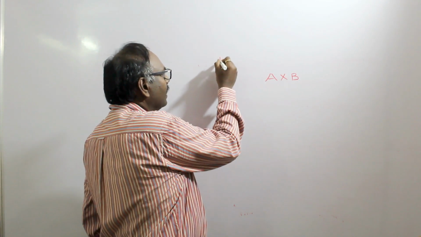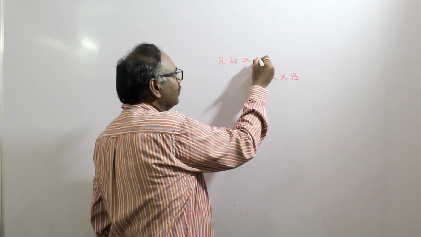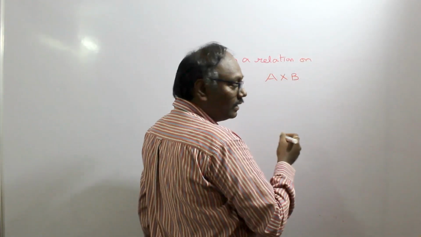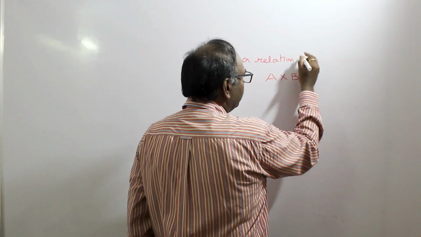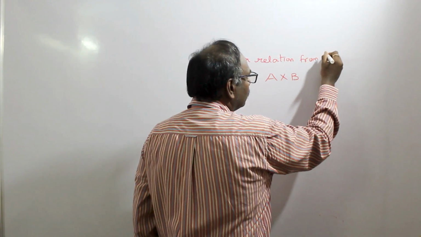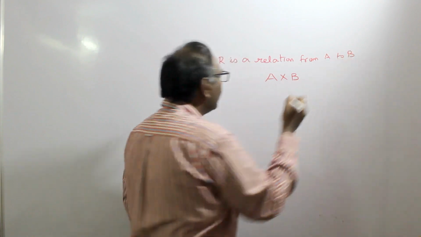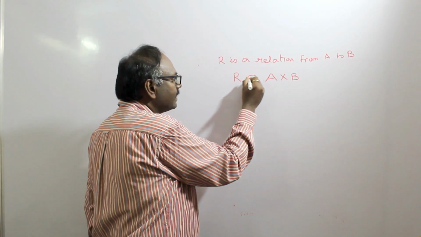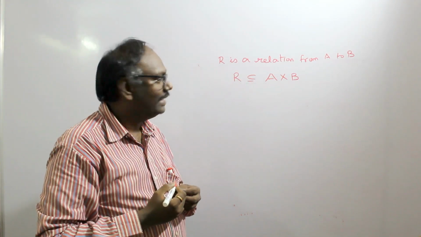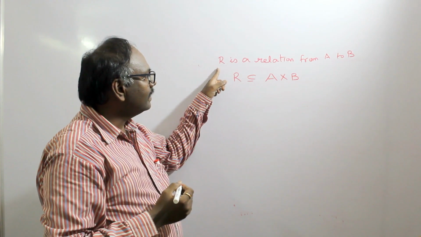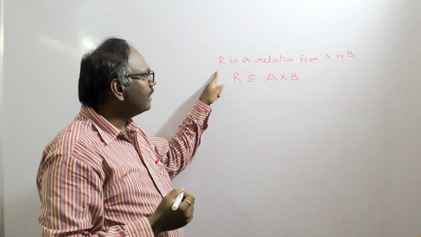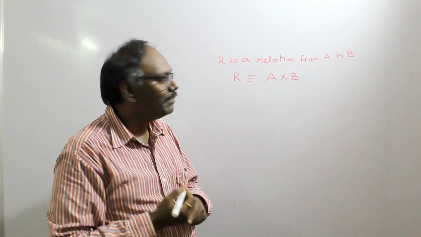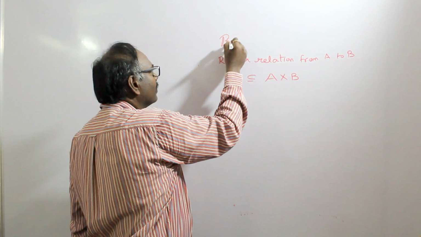So, if R is a relation from set A to B, then R is given by a subset of the Cartesian product A and B. So once again, let us see what is a relation. R is a relation from set A to B means R is a subset of Cartesian product A and B. So now we are going into detail of what is a relation.